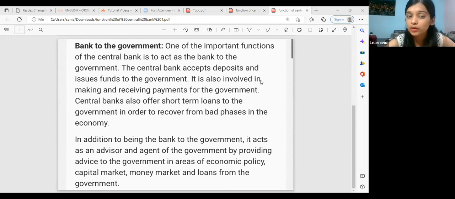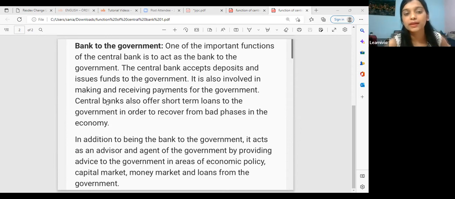So it is also involved in making and receiving payments. Making means I am making a payment, I am giving money to someone. Receiving means I am receiving it from someone else. So the central bank is also involved in making and receiving payments for the government. On behalf of the government, the central bank does this receiving and making of payments.